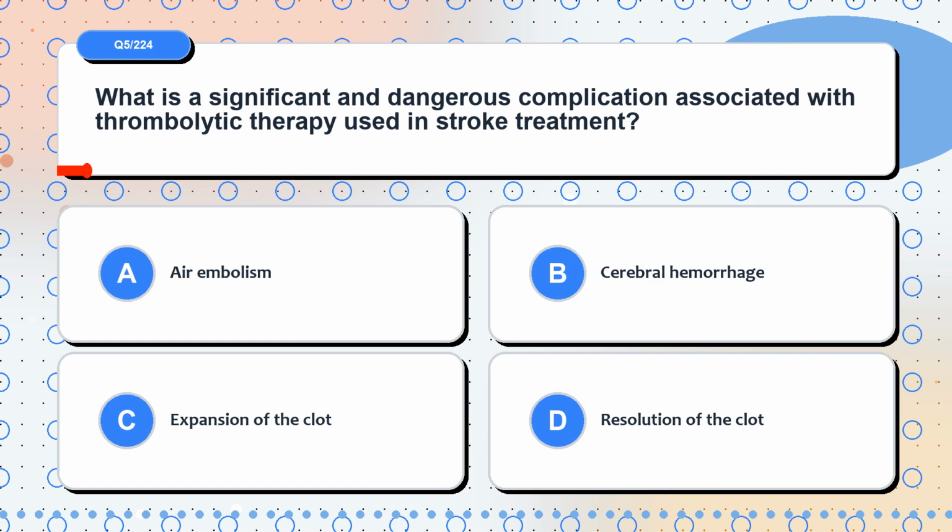Question 5. What is a significant and dangerous complication associated with thrombolytic therapy used in stroke treatment? Here are the options. Option A. Air embolism. Option B. Cerebral hemorrhage. Option C. Expansion of the clot. Option D. Resolution of the clot.